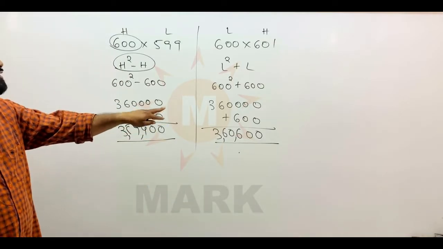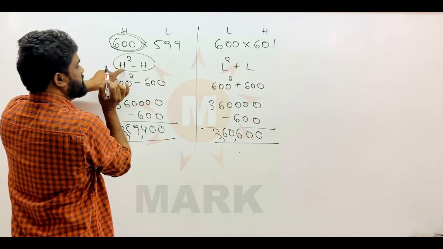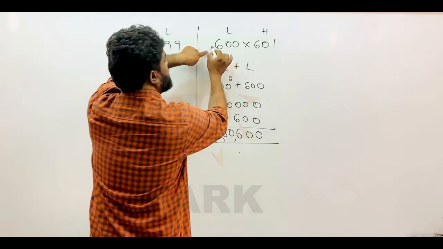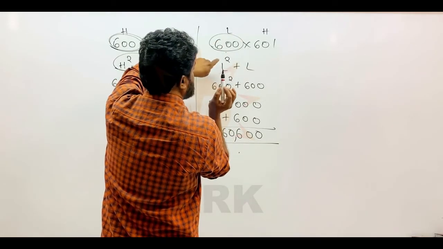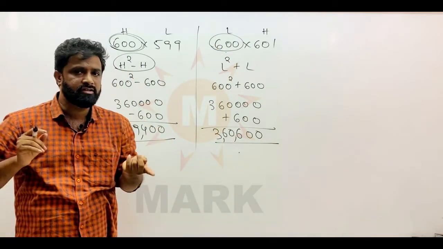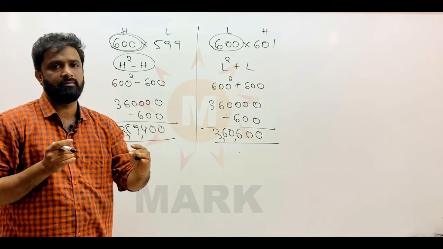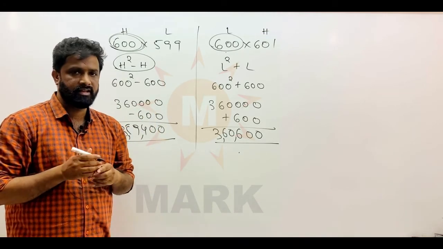Depending on the situation, whichever is easier. Here 600 was the highest number, so I took highest number square minus highest number. But here 600 is the least number, so I took the technique of least number square plus least number. Depending on the situation, we have to select the suitable and easiest way of solving the multiplication. I hope you understood these techniques. Thank you.